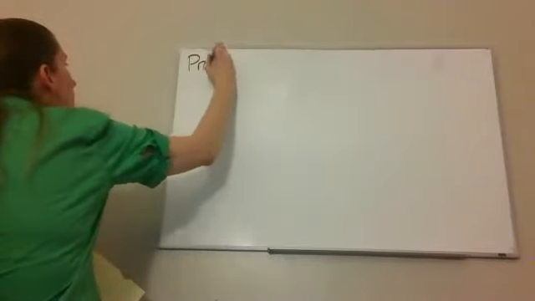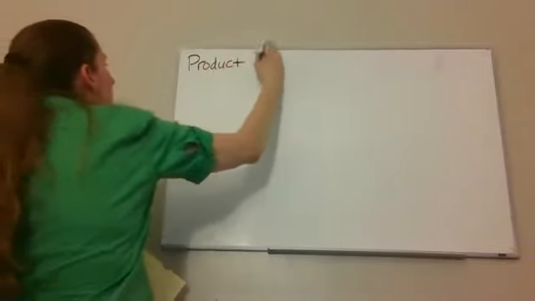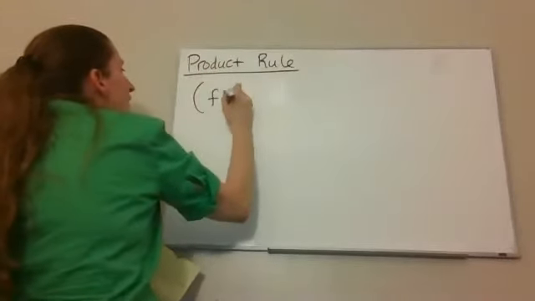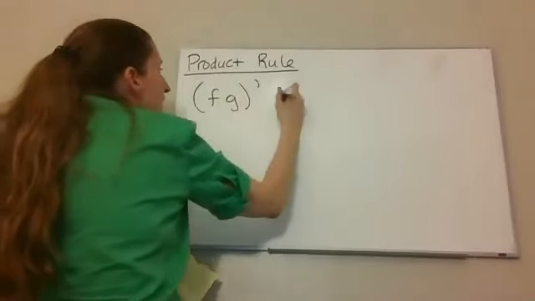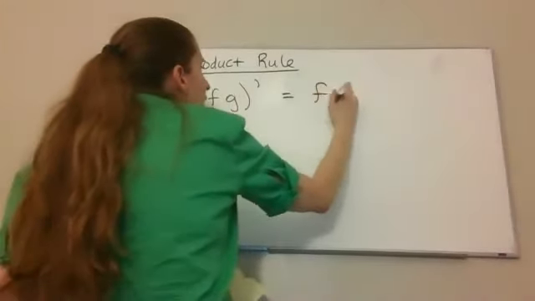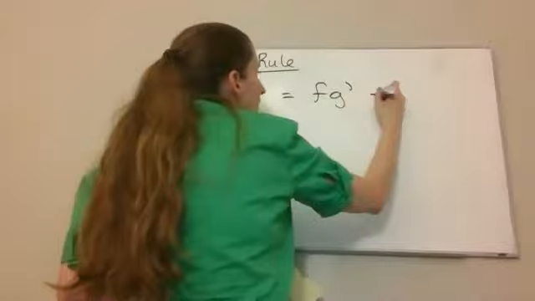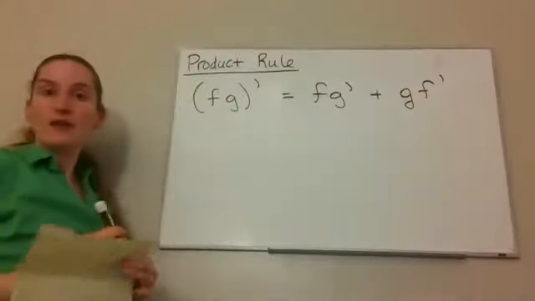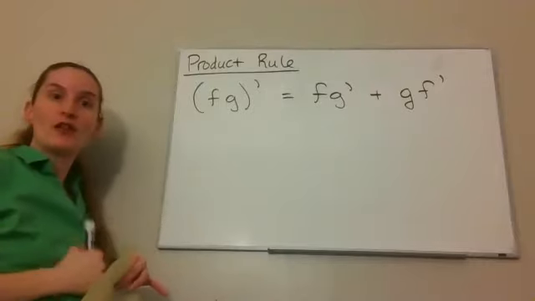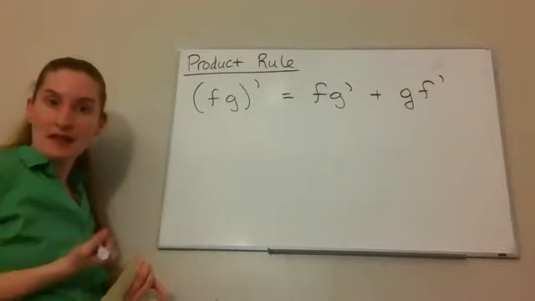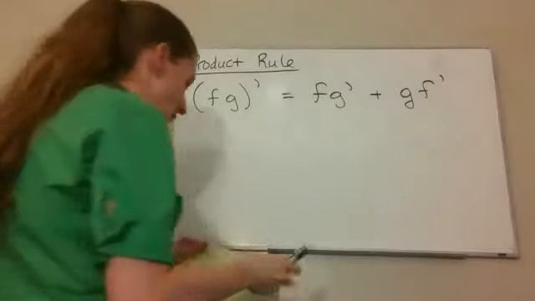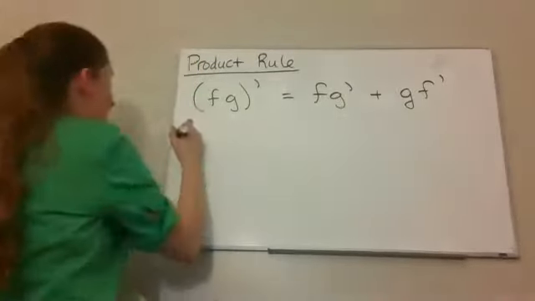Our product rule says that the derivative of f times g is equal to f times g prime plus g times f prime. So it's the first function times the derivative of the second plus the second function times the derivative of the first. And let's do an example right away to see this in action.